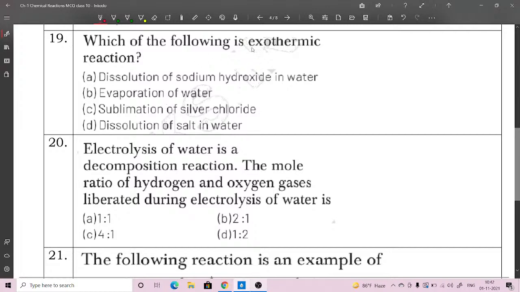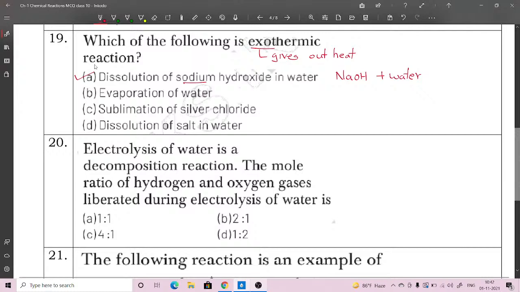Which of these is exothermic? A reaction that gives out heat is known as an exothermic reaction. When you add sodium hydroxide, NaOH, in water, a lot of heat is liberated, so that the beaker becomes hot. You can watch my video; I have already done this particular video on my channel. You can check it out. Heat is generated, which means it's an example of an exothermic reaction. The correct answer is A.